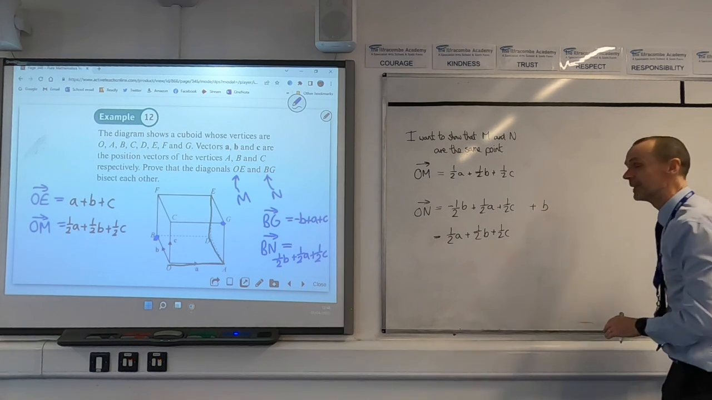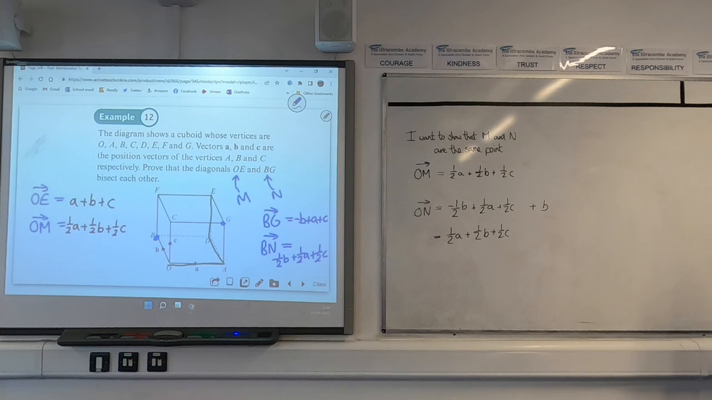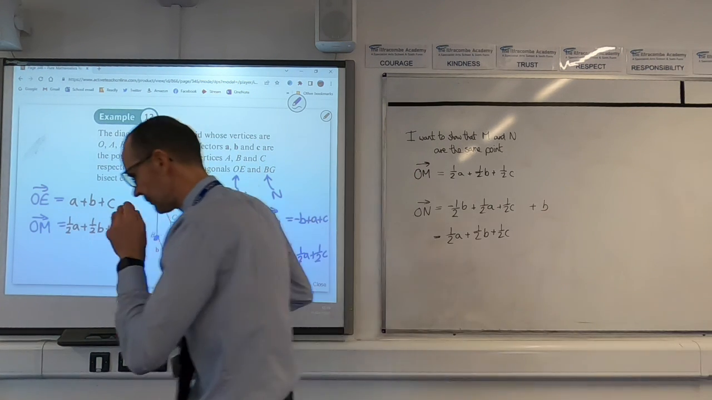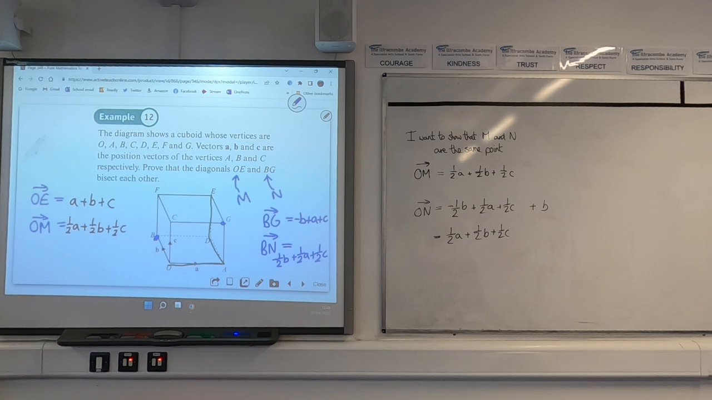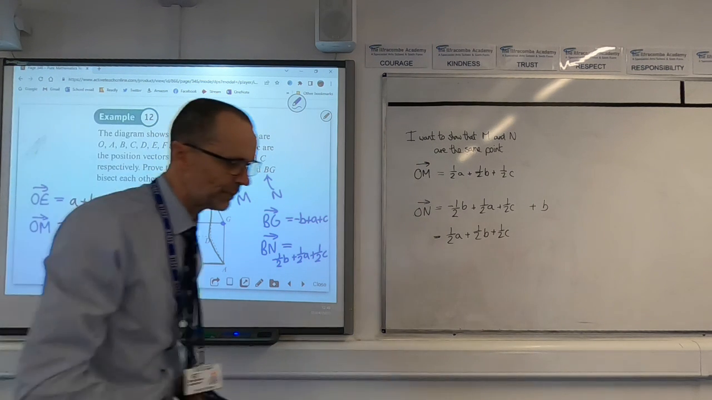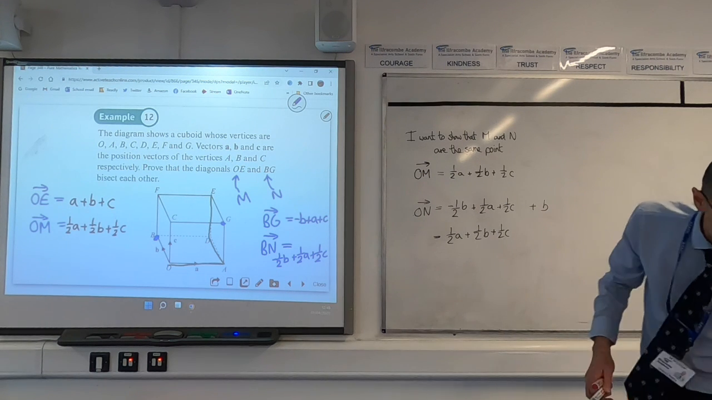These two are the same, so we can say M and N are the same point, which means the diagonals bisect each other. And they are frustrating questions, I know. If you feel frustrated by them, then I share your frustration.